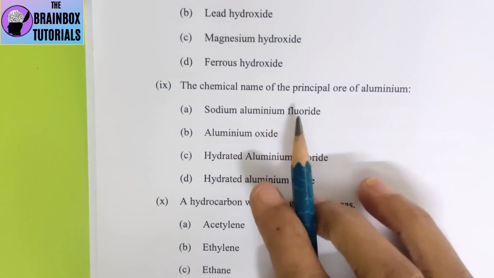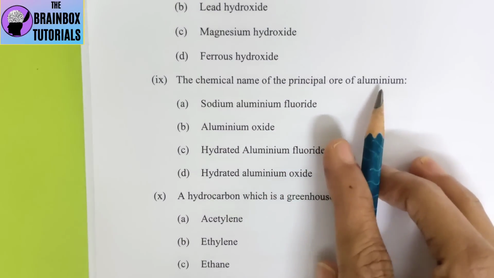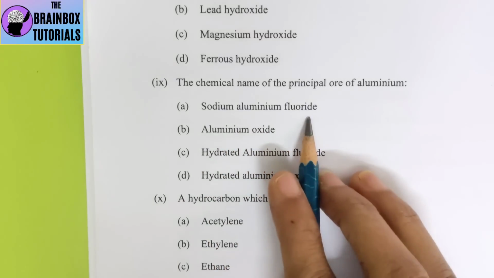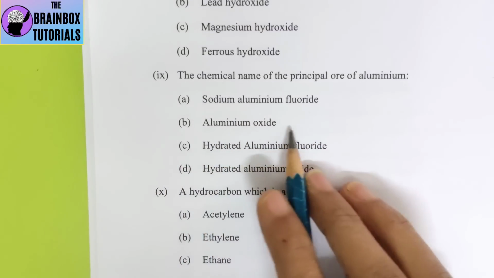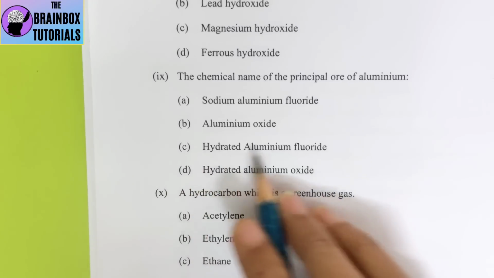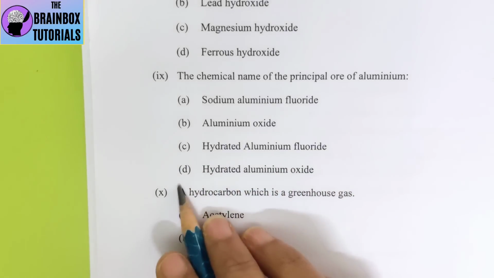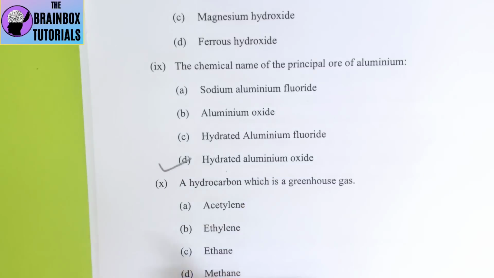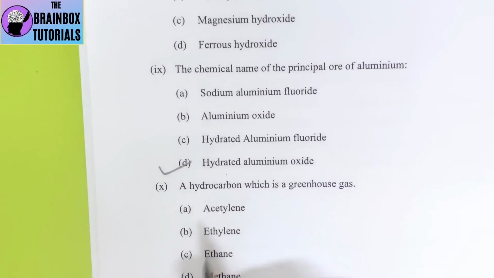Number 9, the chemical name of the principal ore of aluminium. Number A, sodium aluminium fluoride, number B, aluminium oxide, number C, hydrated aluminium fluoride, number D, hydrated aluminium oxide. Yes, option D is correct, hydrated aluminium oxide.